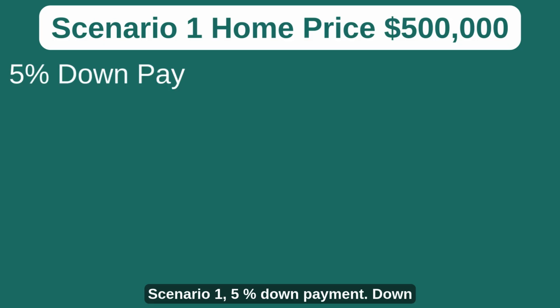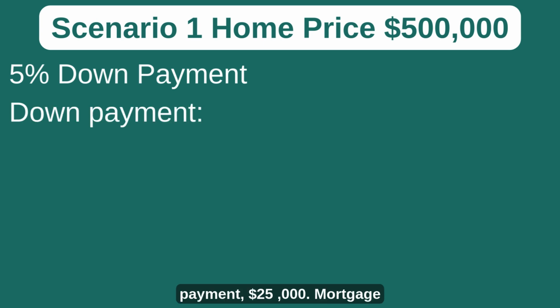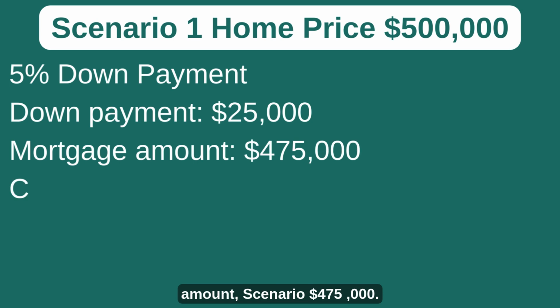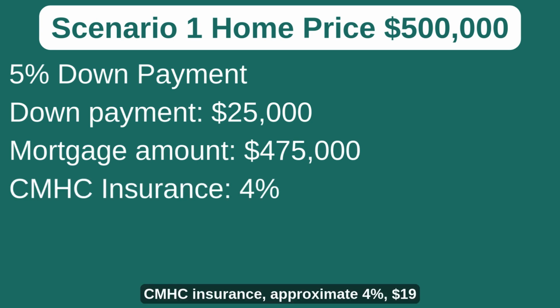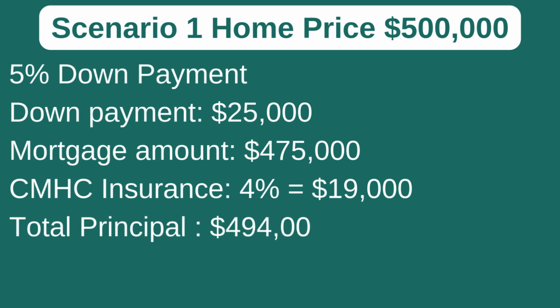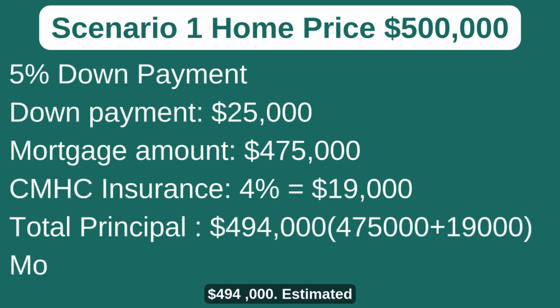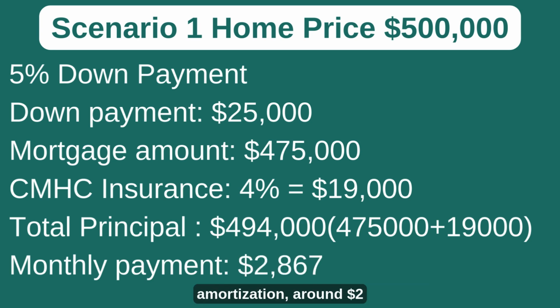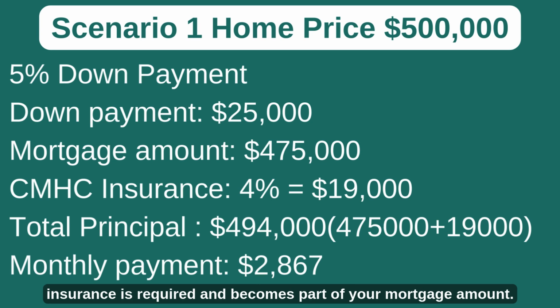Scenario 1, 5% down payment. Down payment, $25,000. Mortgage amount, $475,000. CMHC insurance, approximate 4%, $19,000. Total mortgage principal, $494,000. Estimated monthly payment at 5% interest, 25 years amortization, around $2,867. As you can see, with 5% down, CMHC insurance is required and becomes part of your mortgage amount.